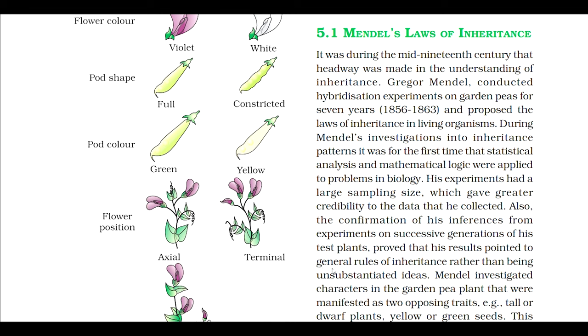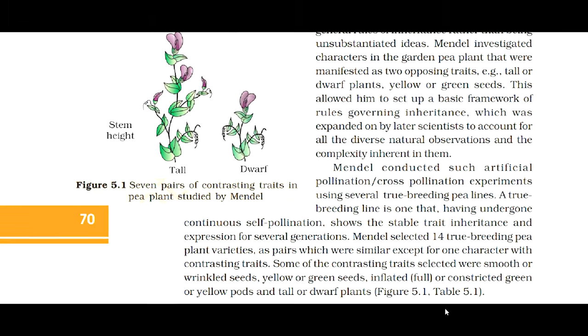Mendel investigated characters in the garden pea plant that were manifested as two opposing traits, for example tall or dwarf plants, yellow or green seeds. This allowed him to set up a basic framework of rules governing inheritance, which was expanded on by later scientists to account for all the diverse natural observations and the complexity inherent in them. Mendel conducted such artificial pollinations or cross-pollination experiments using several true breeding pea lines.